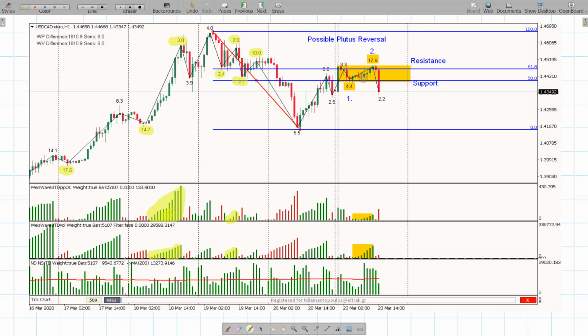Remember that you have plenty of time, because absorption takes time. They cannot absorb all the orders at the same time. So what do we see here? Well, this is a Plutus reversal pattern. It means we have a fast down wave, which is this one right here, the 4.4, then a slow up wave. That means price has a hard time moving up. So most probably if we break this level, we're going short, okay?